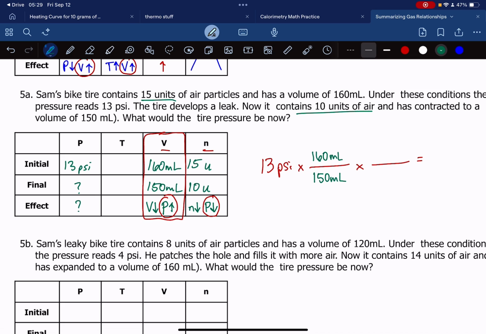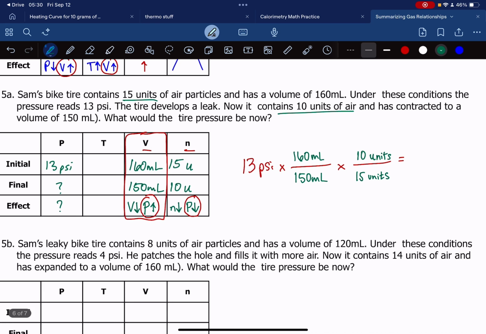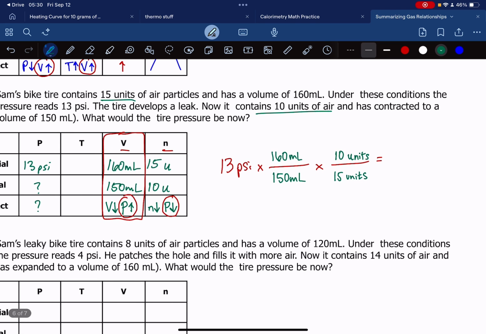All right, and then for my second ratio here, this is going to be a ratio of amounts. We have 15 units down to 10 units. That is definitely a decrease, and that definitely does make my pressure get smaller. So let's set up my ratio to reflect that. I'll put this time my smaller number on top, 10 units over 15 units. See? And that's okay. So now I can run my calculations, and it works just fine.